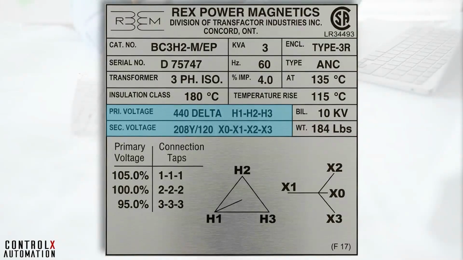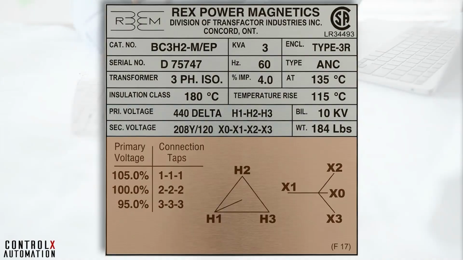This is the most important information on the nameplate, as it describes the voltage rating for the primary and secondary windings, as well as the configuration type. This unit has a 440 volt 3-phase delta primary winding and a Y secondary rated for a 3-phase 208 volt line to line or 120 volt line to neutral.